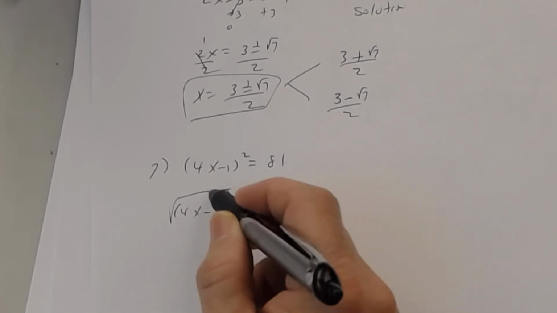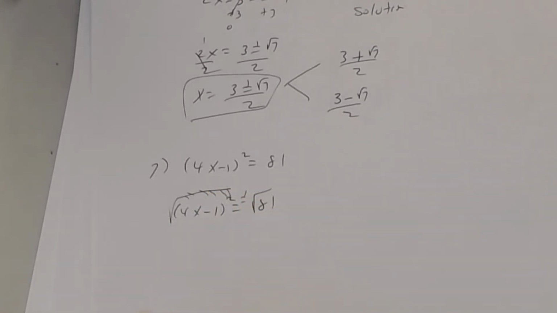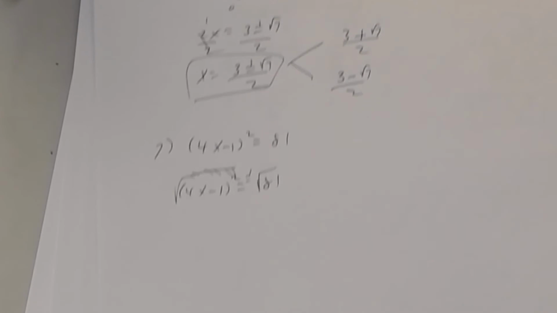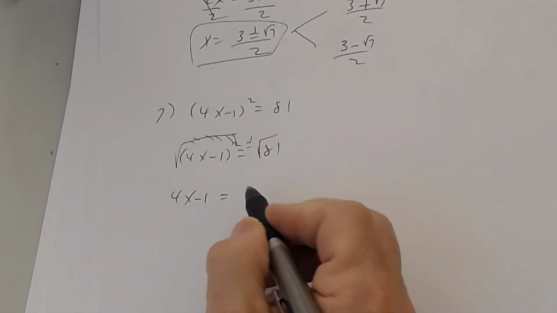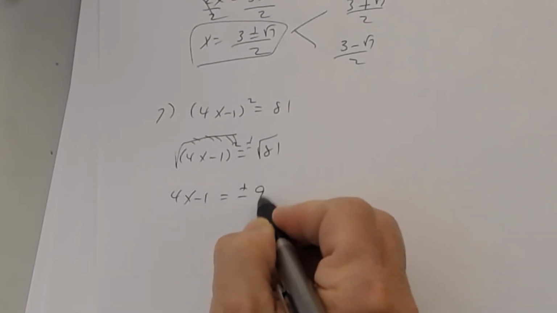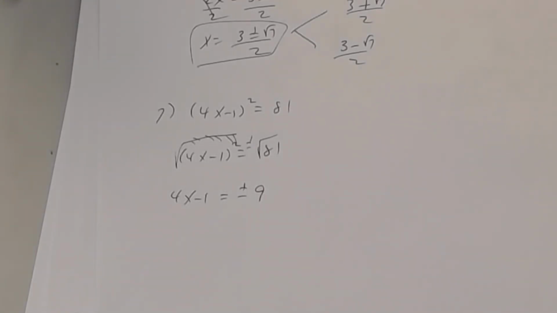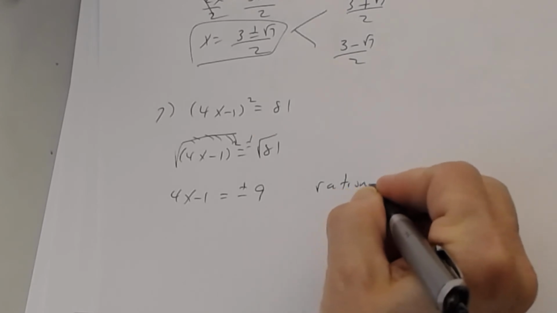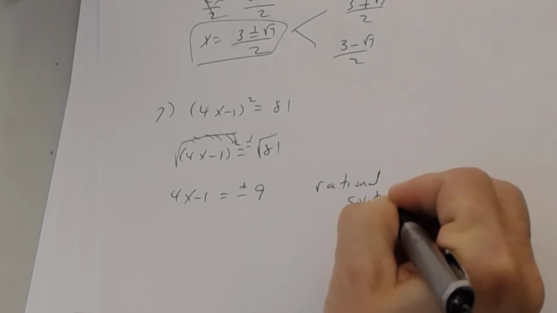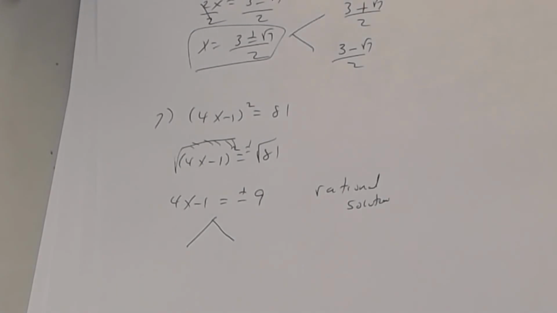Okay, now the square and the square root undo each other. So what do I write on the left-hand side? 4x minus 1. What do I write on the right-hand side? Plus or minus 9. Now, at this point, I'm going to ask you, is this rational or irrational solutions? It's rational. So since these are going to be rational solutions, I need for you to rewrite them as two separate equations, because you end up with rational solutions. So you should be able to tell me what they are.